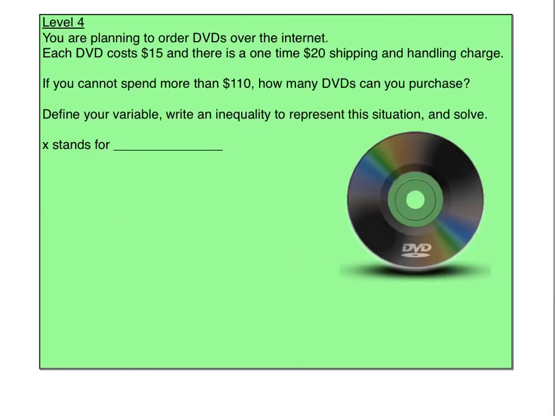You are planning to order DVDs over the internet. Each DVD costs $15, so it's $15 per DVD. And there's a one-time shipping and handling fee of $20, so plus our $20. I just happen to use the letter D, which is standing for DVDs. It says if you cannot spend more than $110, how many DVDs can you purchase? So I'm going to go less than or equal to 110 because we can't spend any more than that, and then we'll have to go through the process of solving.